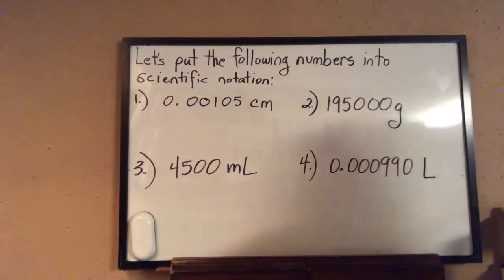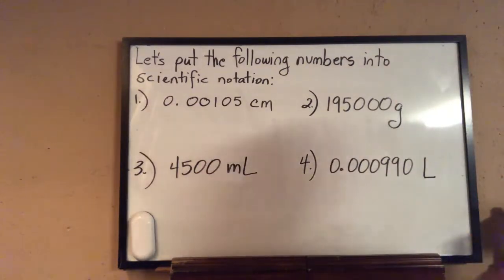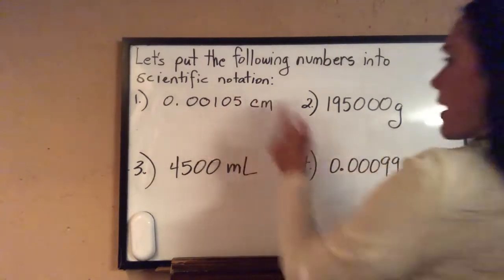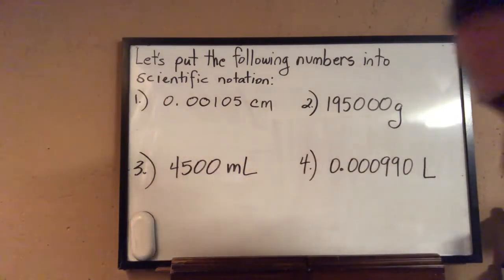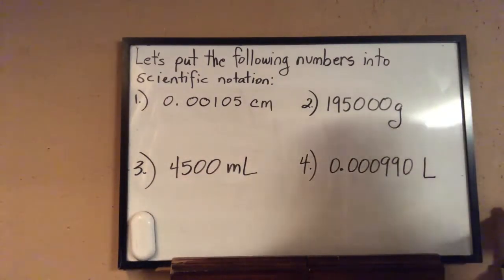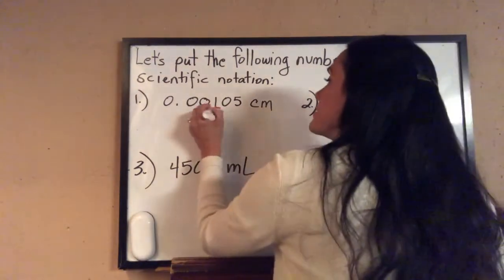Look at the number. Is it less than 1 or is it greater than 1? Clearly less than 1. So we want to move the decimal after the first non-zero digit, which is a 1.